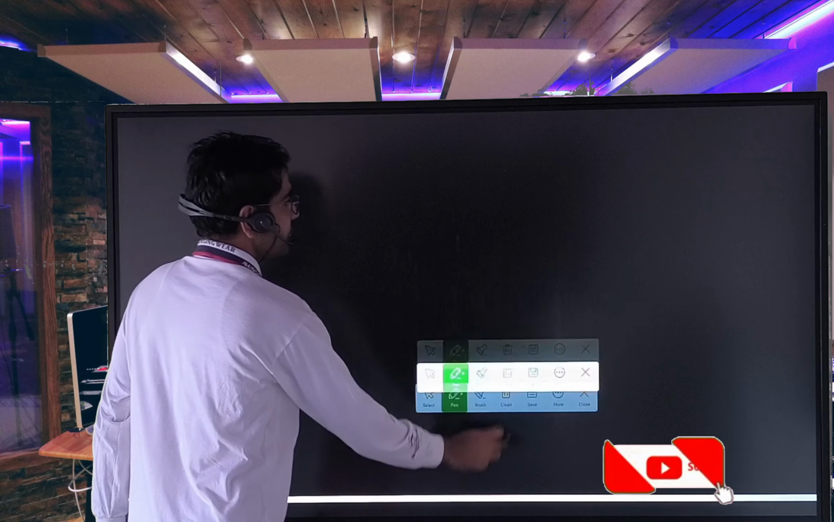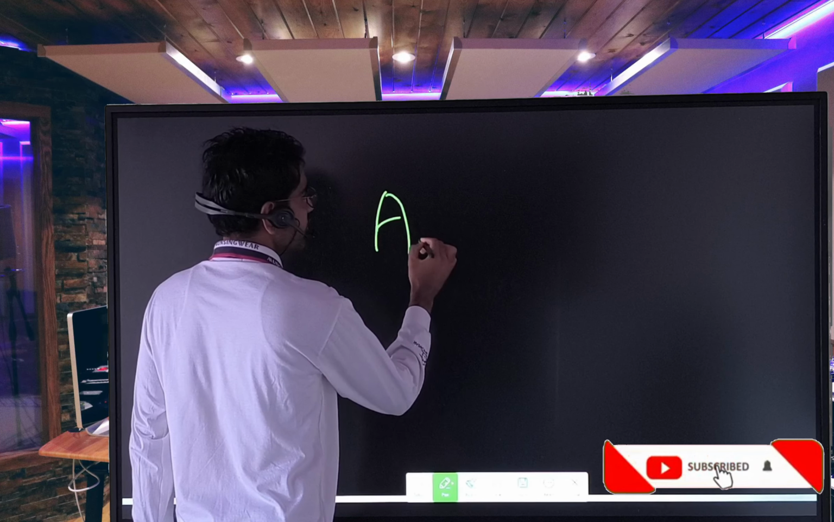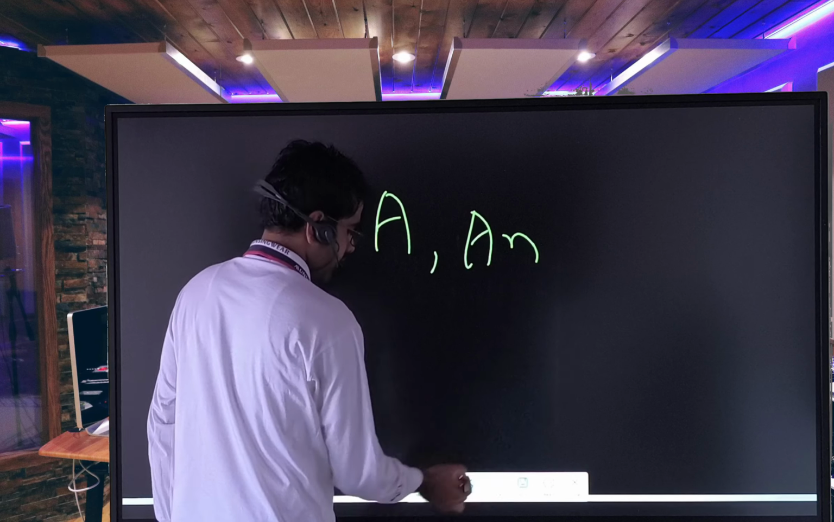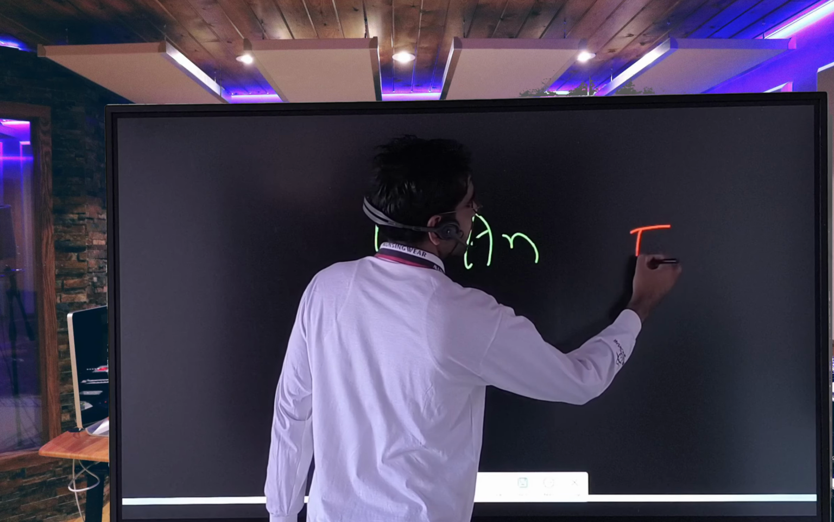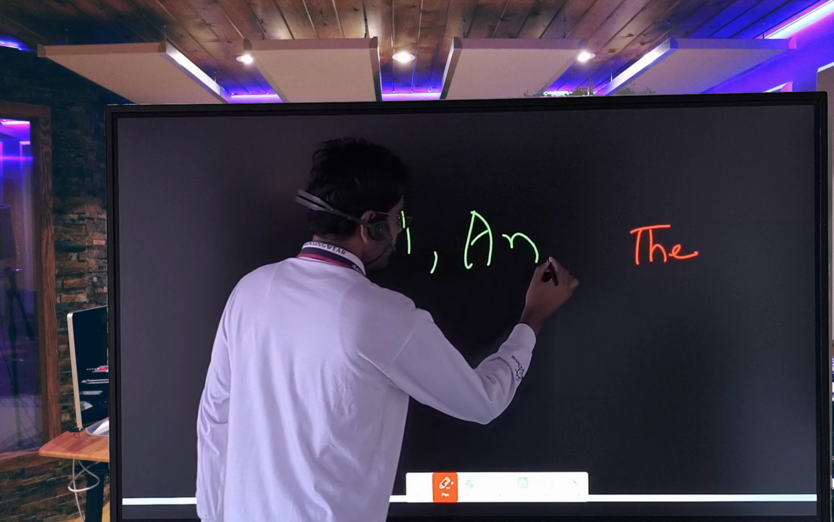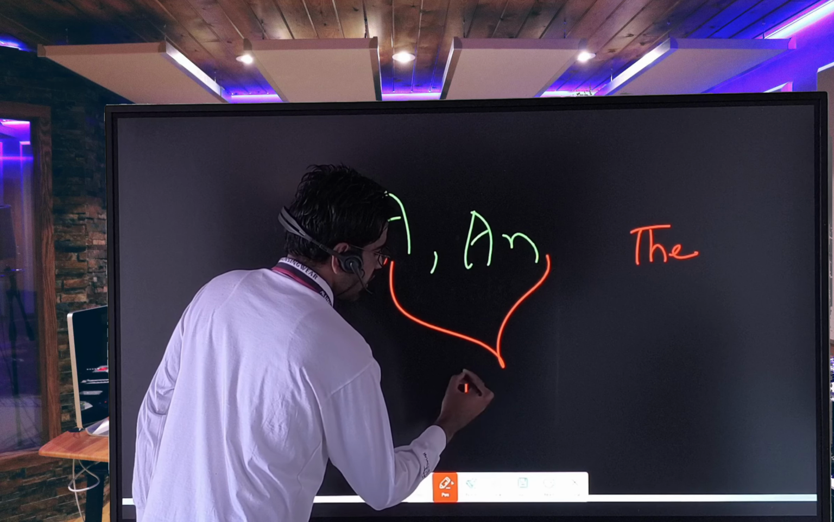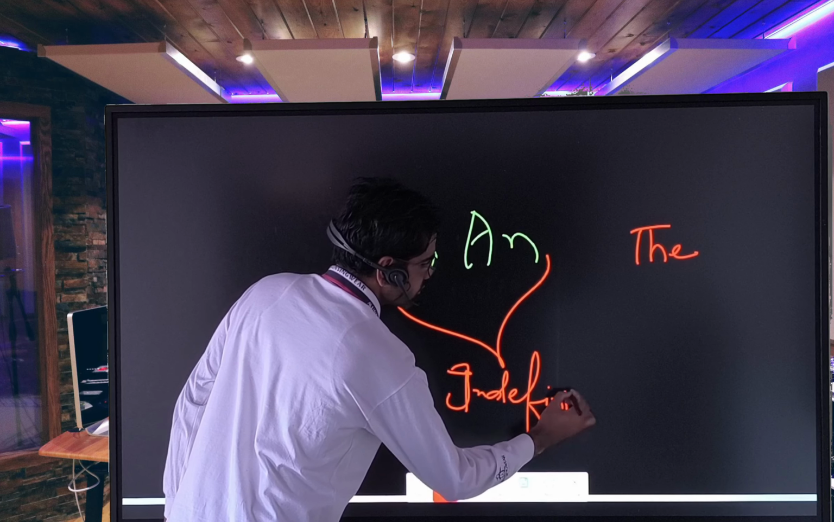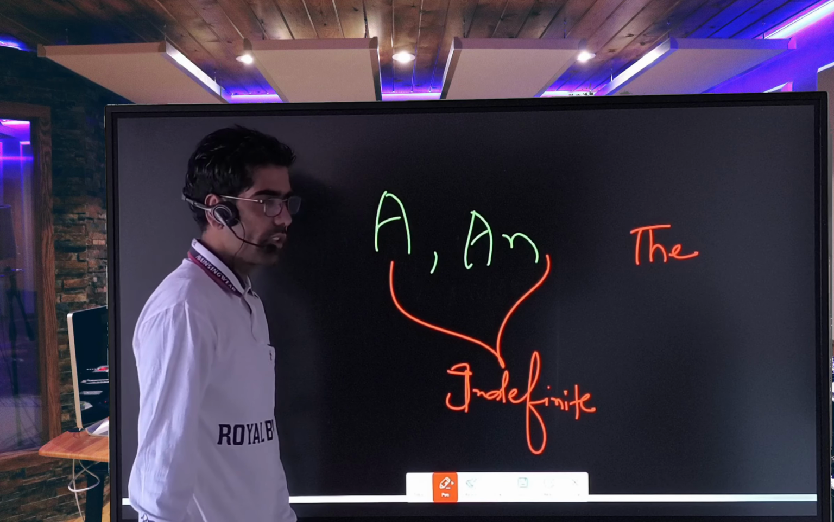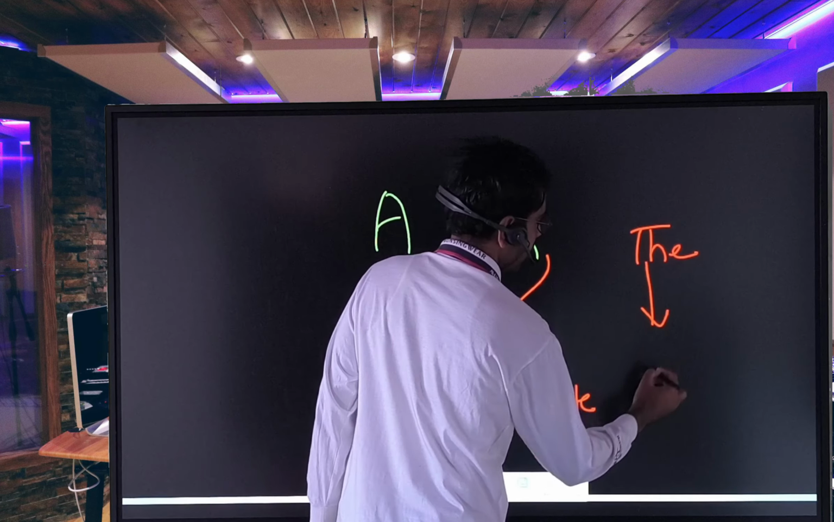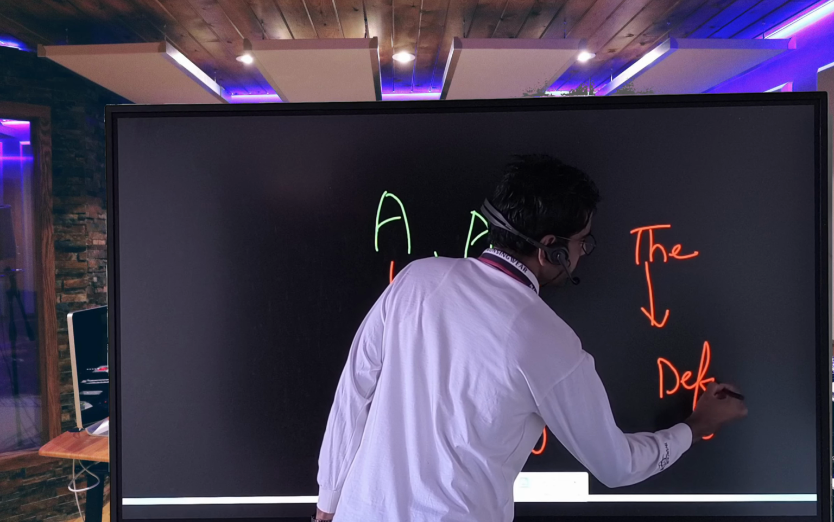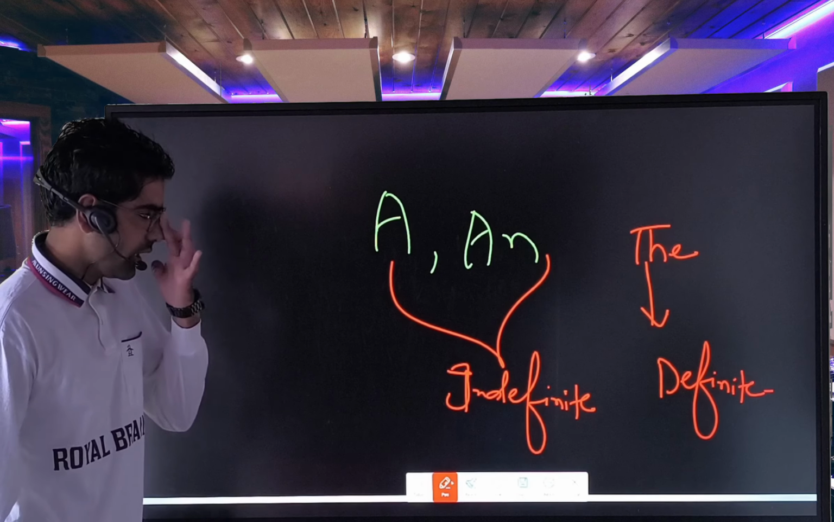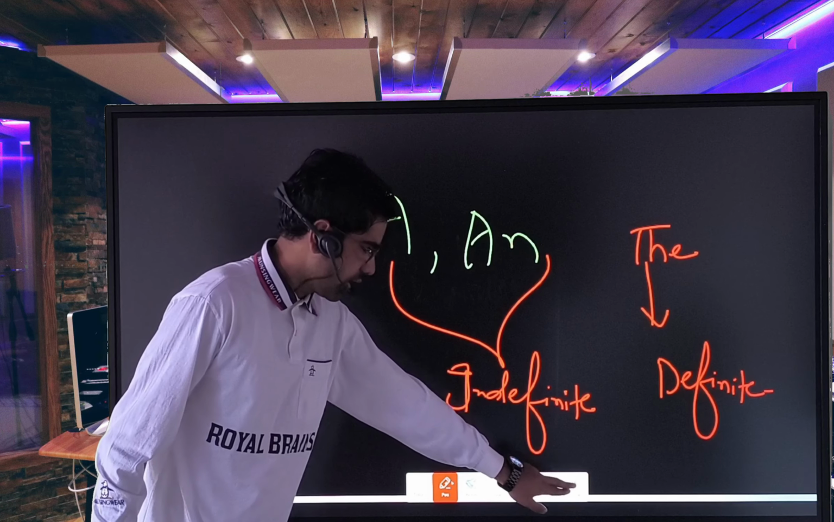But dear students, there are three main articles in our grammar. The first one is a, the second one is an, and the third one is the. These two, dear students, are called indefinite articles, and this, the, is called the definite article. Let's discuss that one by one ahead.